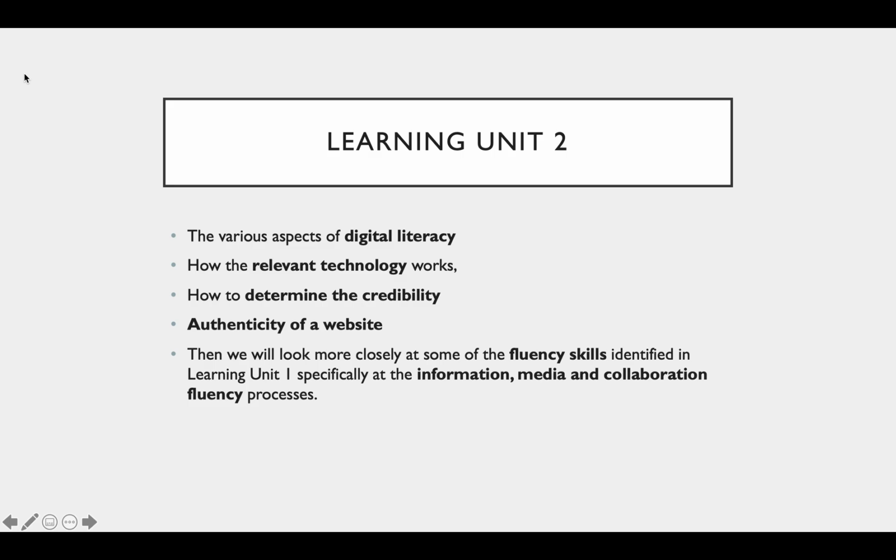First, I just want to do a little bit of an intro into what exactly Learning Unit 2 is. You need to understand what digital literacy means and also how we determine the authenticity of a website and its credibility. We'll also be looking once again into the 5 fluency skills. We'll be discussing information, media, and collaboration fluency. You might remember from Learning Unit 1, there were those 5 fluency skills that you learn when you're online, on your applications and the internet. In this learning unit, we're going to discuss 3 of those skills today. Let's get started on our work.